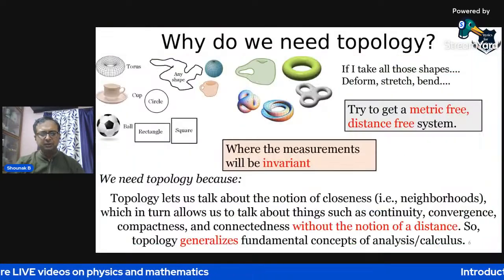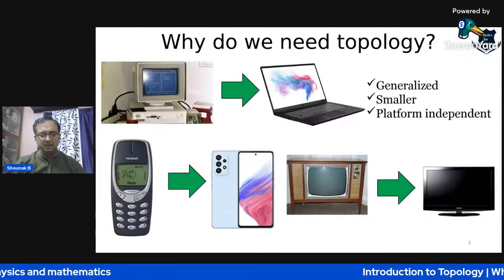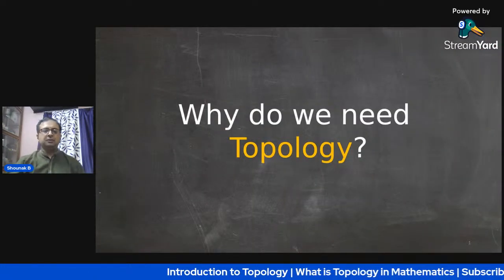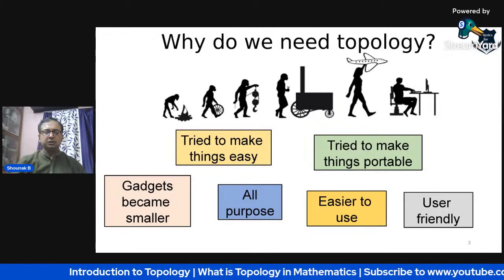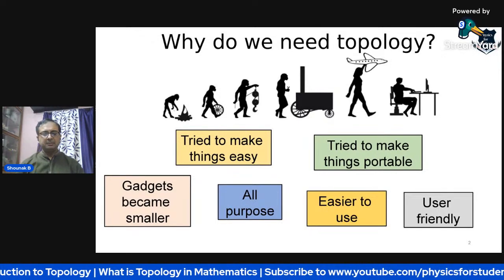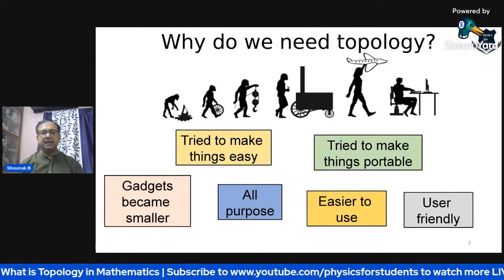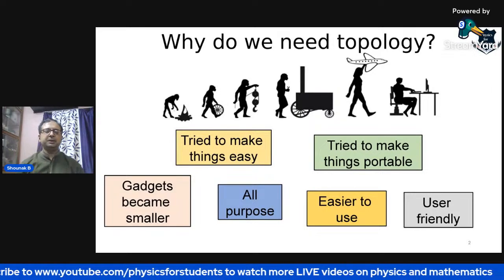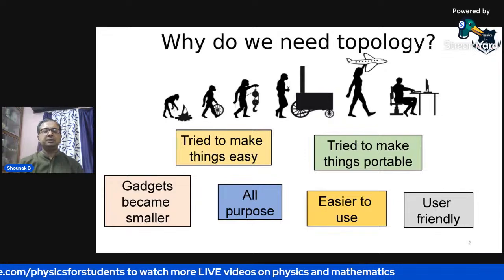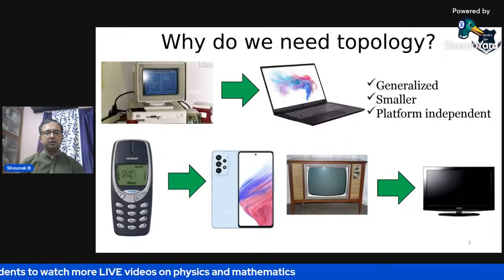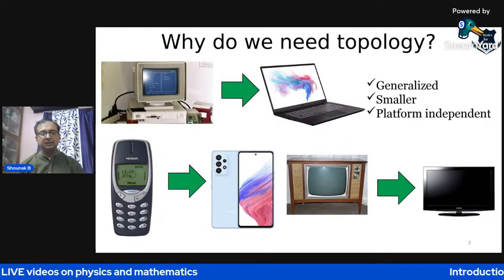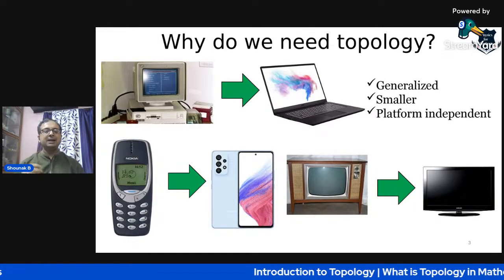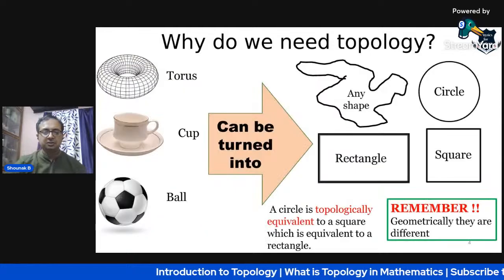So Nicholas and others who have missed my earlier lectures, you can relax now. First of all, we understood why we need topology. This happened with the evolution of time, as we try to make things easy, gauges become smaller, all-purpose, and portable. Just like the computer got generalized, things get smaller, platform independent, just like the mobile has got multiple purposes, and the television has got multiple purposes.